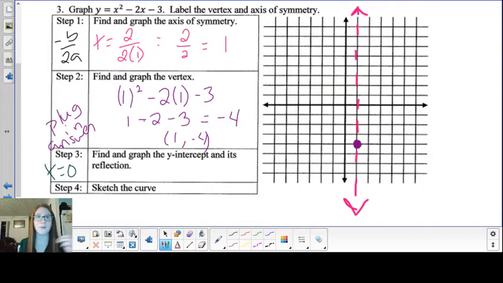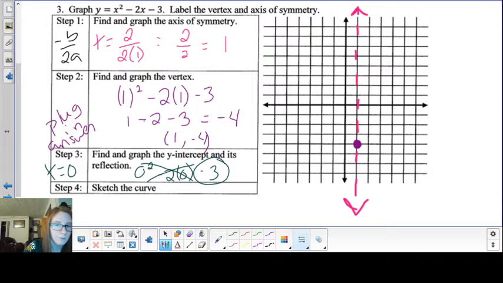So now I'm going to plug in 0 into the original one, just like I did with 1. So I have 0 squared minus 2 times 0 minus 3. And 0 squared is nothing. 2 times 0 is nothing. So my intercept is at negative 3. So I'm going to go at 0, negative 3. 1, 2, 3. I'm going to put a dot there. But since I am at negative 3 and 1 to the left of my axis of symmetry, I know that there's a point over here at down 3 and 1 to the right.